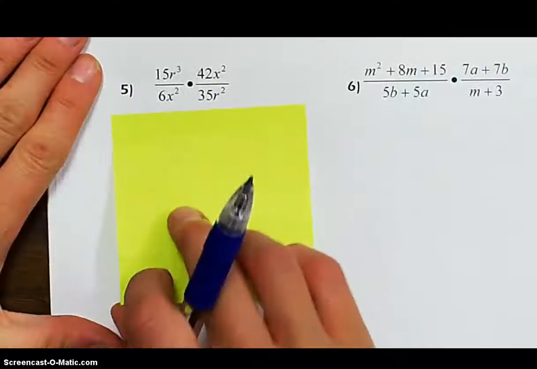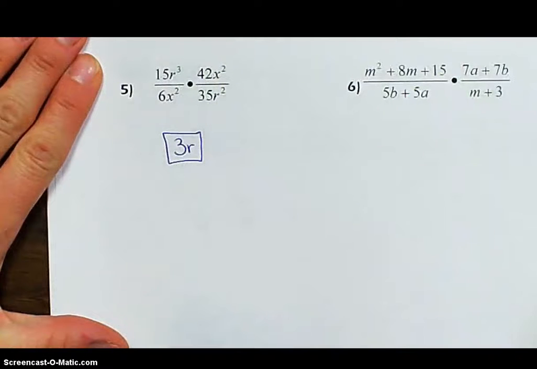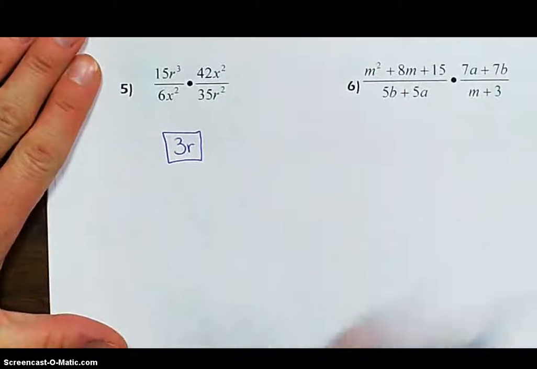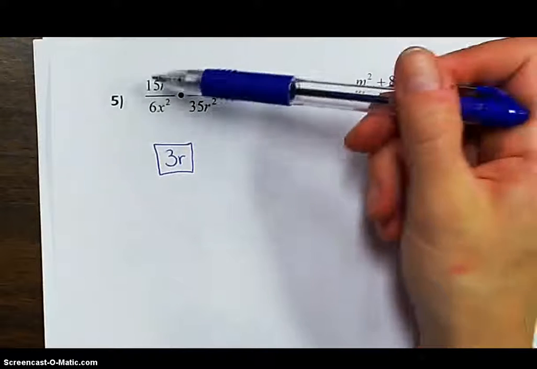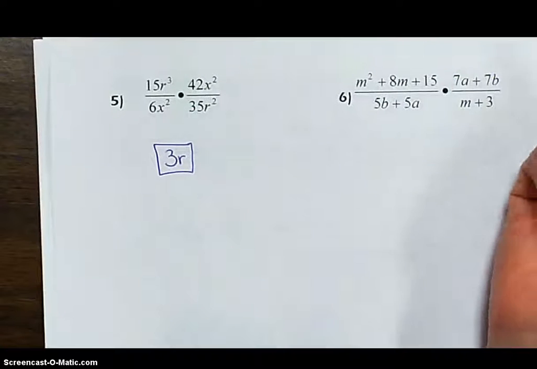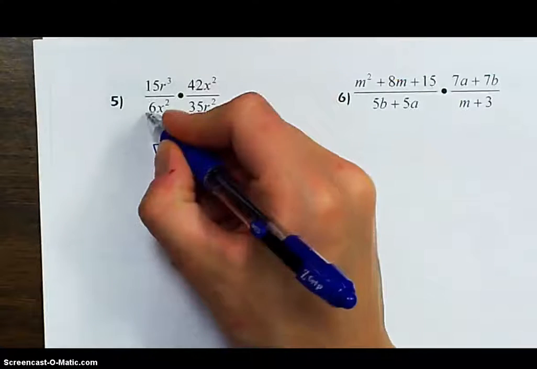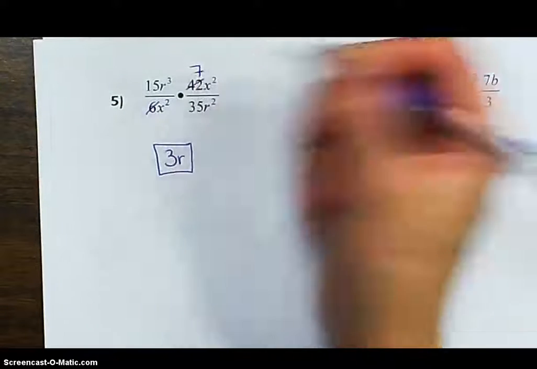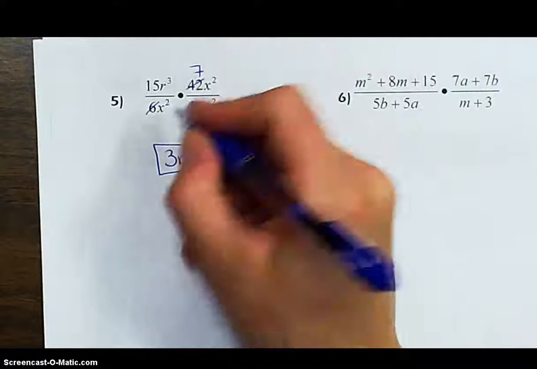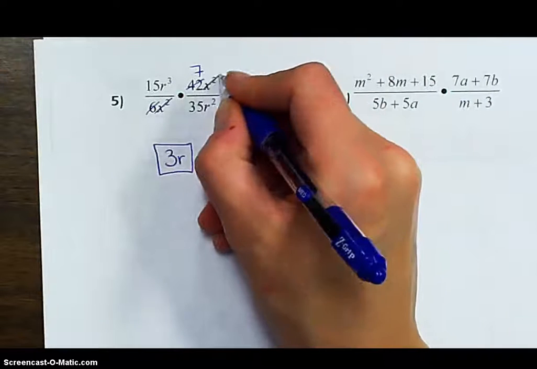All right, let's see. Were you able to get 3r? If you were, you can go ahead and continue watching. If not, let's pay careful attention here. So nothing can be factored, so we can go right into canceling. So let's take a look. 6 goes into 42 7 times. 42 divided by 6 is 7. Then I have x squared, those are going to completely cancel.